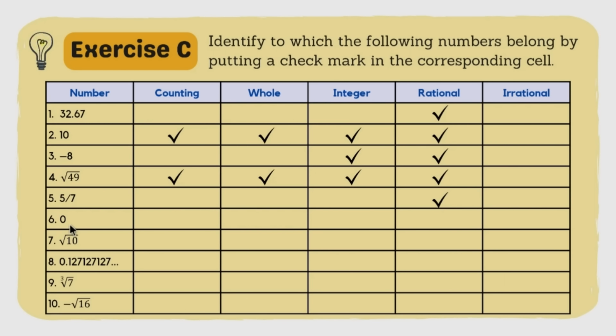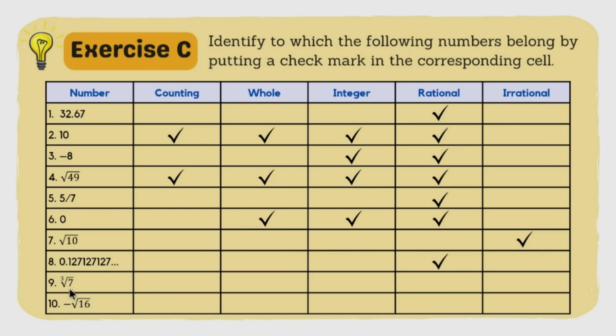Next, we have here 0. Is 0 a counting number? Hindi po. Is 0 a whole number? Yes. Okay, and integers and rational number as well. Next, square root of 10. Okay, meron bang integer ang square root of 10? Kung i-evaluate natin, wala po. Hindi po siya integer. So, hindi rin po siya rational number. It's an irrational number. Okay, hindi siya perfect square number. Next, we have here 0.127 with the 127 repeating. Kung nakikita nyo po, nauulit yung ating decimal numbers. Therefore, we call this a repeating decimal. So, a repeating decimal is a rational number.